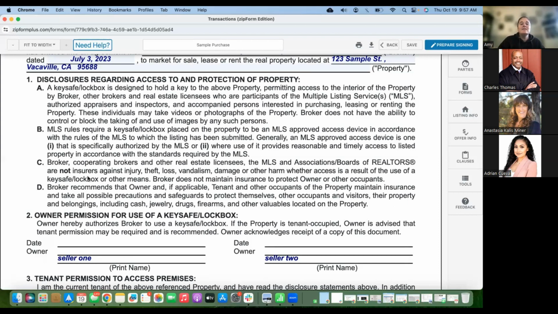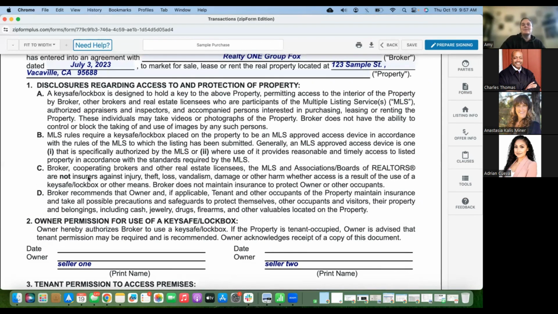D is broker recommends that owner and, if applicable, tenant and other occupants of the property maintain insurance and take all possible precautions and safeguards to protect themselves, other occupants, and visitors, their property and belongings, including cash, jewelry, drugs, firearms, and other valuables located on the property. That's just the disclosure of access and protection. Any questions about that section, section 1?